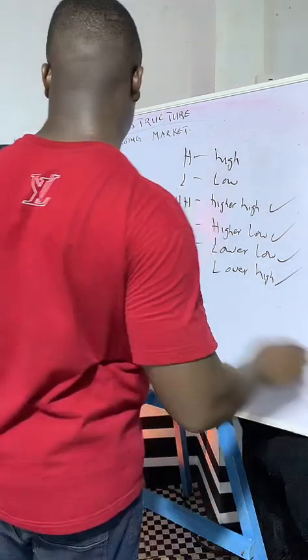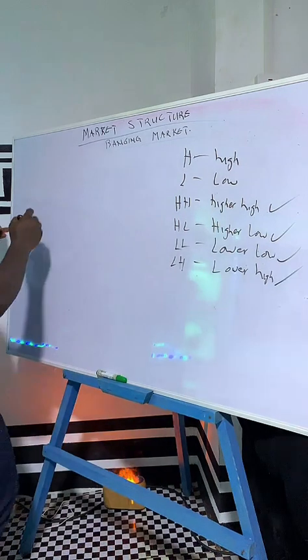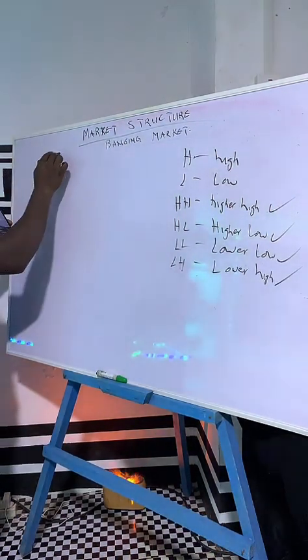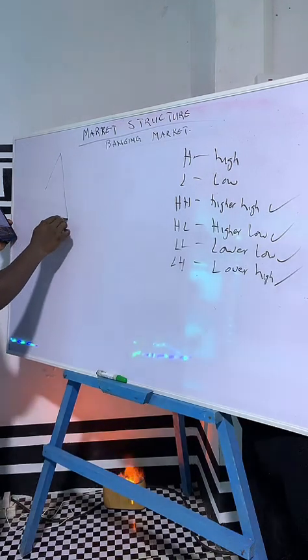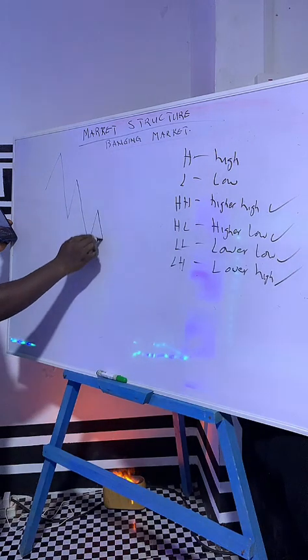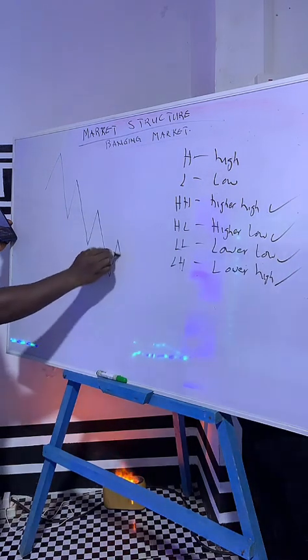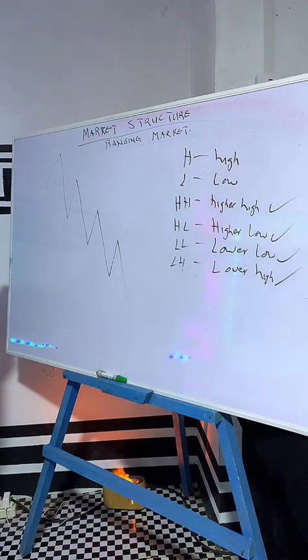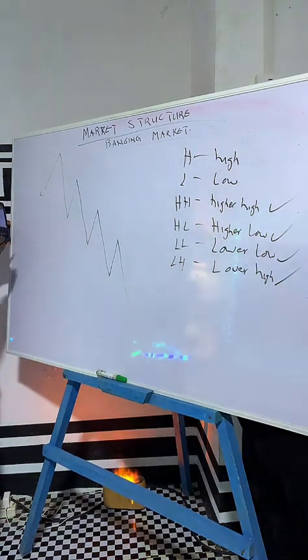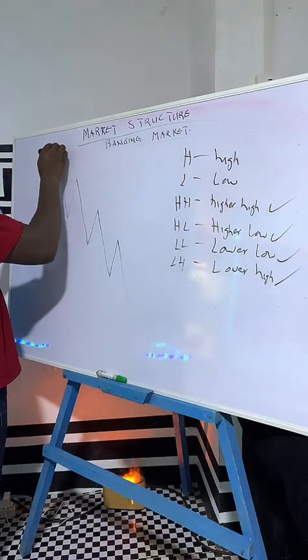The lower high. Okay. We have a high. Okay. Then it goes like this. Okay. So now, this is a low. The market went here to create a high.